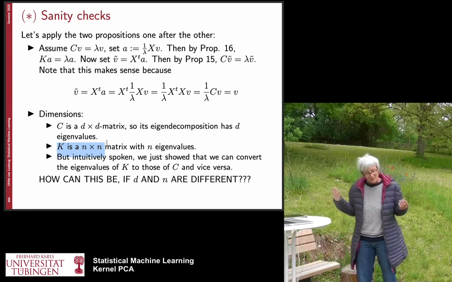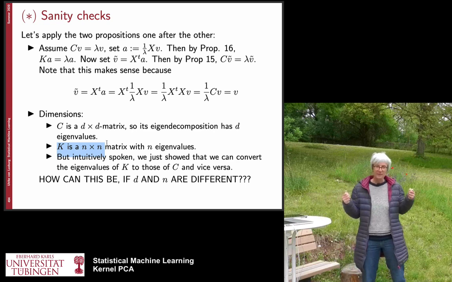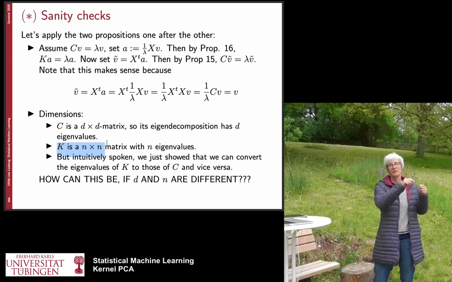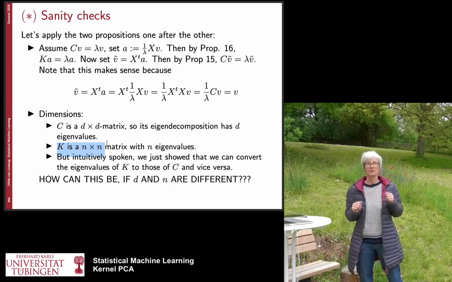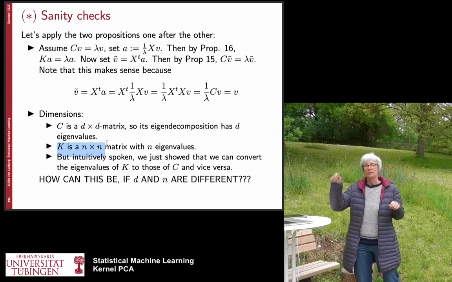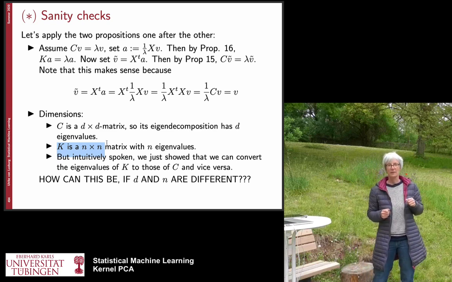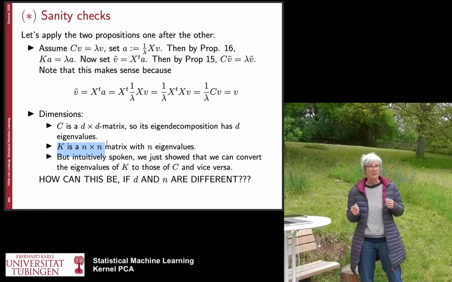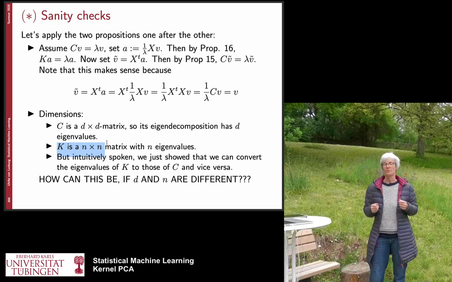But now somehow it doesn't seem to fit quite, because we now say, start with an eigenvector of C and then you end up with an eigenvector of K, and also start with an eigenvector of K and then you end up with an eigenvector of C. But now the numbers of eigenvectors don't match. In one matrix we have D, and in the other matrix we have N eigenvectors. So how can this be?